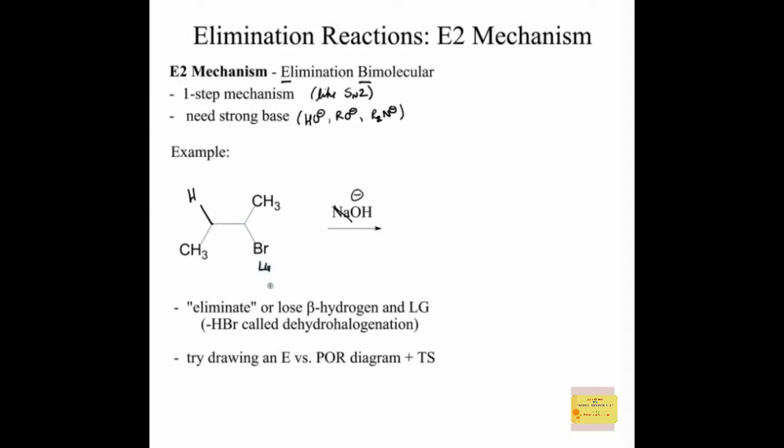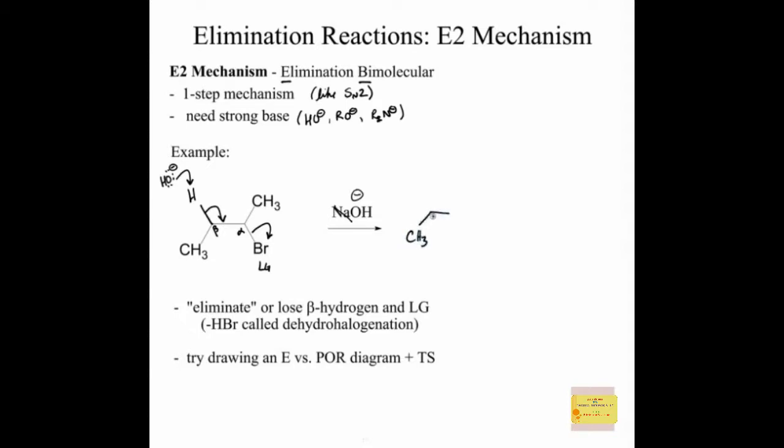Remember, the halide is going to behave as a leaving group just like it did in a substitution reaction. And the hydrogen that gets attacked is not on the same carbon as the leaving group. It's the next carbon over. So we call this not the alpha position, but the beta. This is called a beta hydrogen. The hydroxide, or whatever strong base we're using, is going to come in, and in a single step, it's going to grab that proton, form a pi bond, and kick off the leaving group.